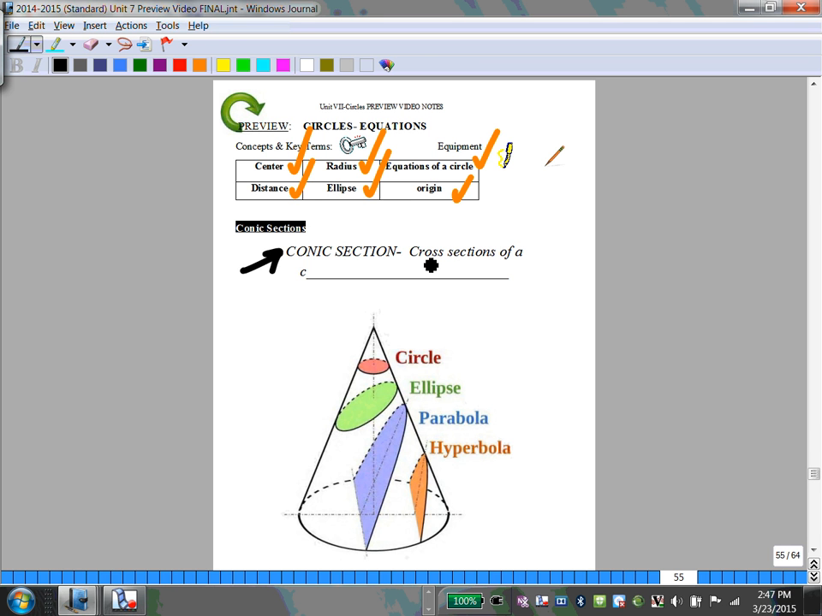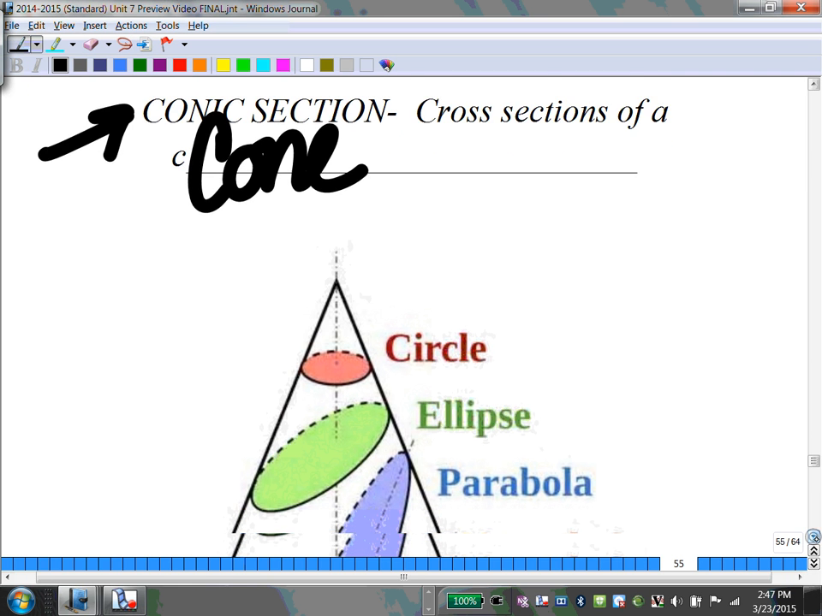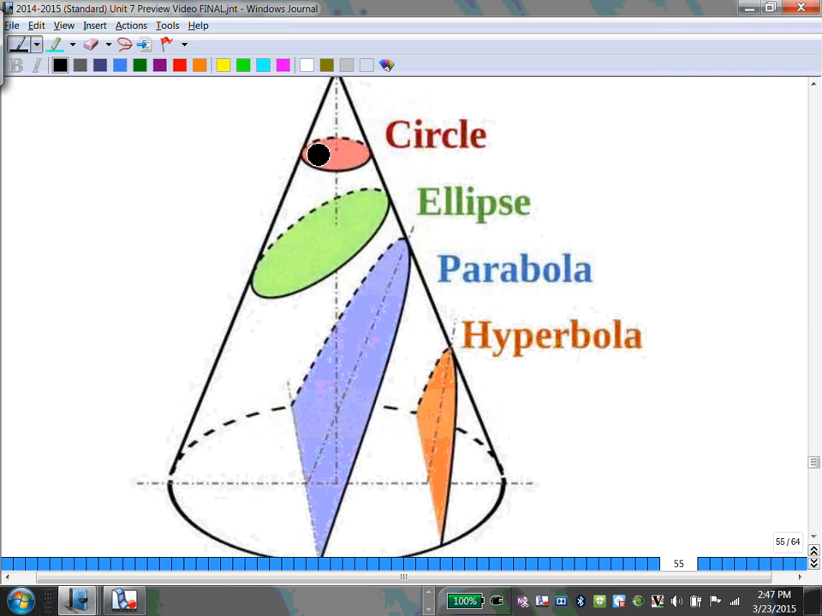A conic section is the cross-section of a cone. And there are 4 types of conic sections that you're going to see in Algebra 2. And we're only going to do one of them in geometry. So if you slice a cone straight across, that's going to be a circle. That's your first conic section.